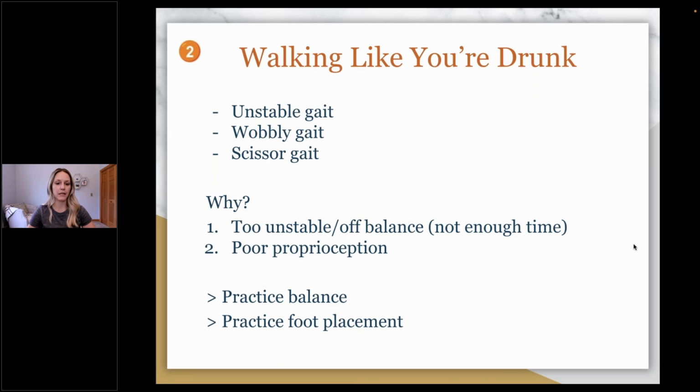And why does this happen? Oftentimes you don't have enough balance on one leg, as we've discussed. If you don't have enough balance on one leg, you don't have enough time to put this leg where you want it to, and it just lands wherever it can. Number two, poor proprioception, meaning you don't know where your leg is in space. So you want to put it forward, but you end up putting it out here or over this way. Let me demonstrate that for you, and then practicing balance and foot placement, which I'll also demonstrate.